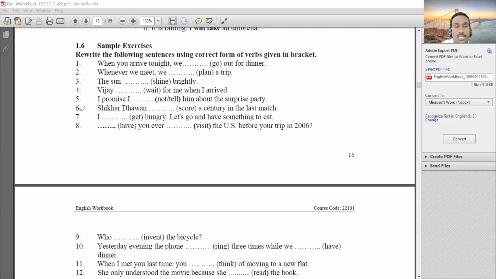Then let's go for number 6. That says Shikhar Dhawan (score) a century in the last match. So you can get the reference here from the last match. Scored. Yes. All you people who are saying scored are right, because you know this is just recent past, which says the last match, and so here we are going to use simple past. And if we have to use simple past, in that case we need to use V2 here. So score is V1. What is V2 here? Scored. You are going to add a d here, that became your answer. Shikhar Dhawan scored a century in the last match.